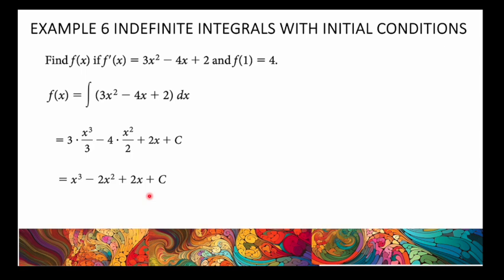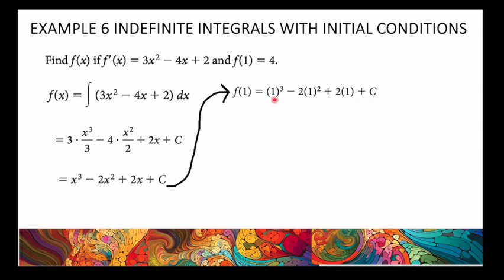Now from here, this is where we're going to use the extra information to figure out what that value of c is. Since I know that this is now the function f of x, not the derivative, but the function, this is telling me if I plug in 1, I should get out 4. So now we have an x and a y value to plug in so that I can solve that for c, because that's the only variable that's left.